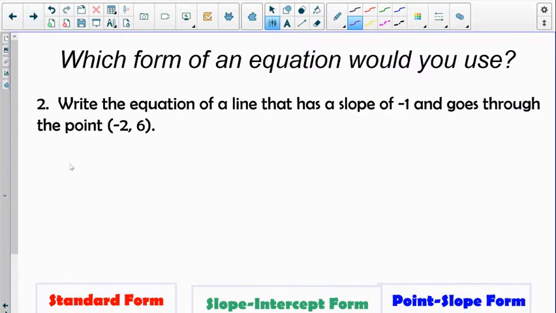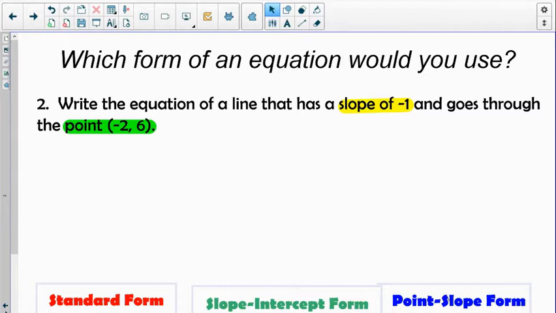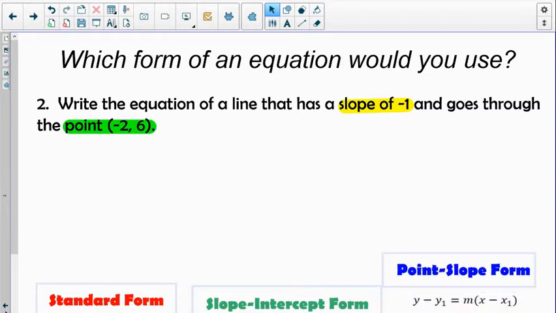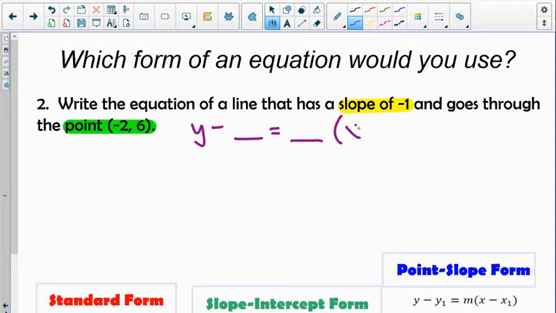For number 2, this time, the given information changed a little bit. Yes, we're given the slope of the line, but instead of being given the y-intercept, it just says it goes through the point -2, 6. So we want to use the form of the equation that's easiest for us. If we know the coordinates of a point on the line and the slope of the line, we want to use point-slope form. So we have y minus y sub 1 equals m times x minus x sub 1.